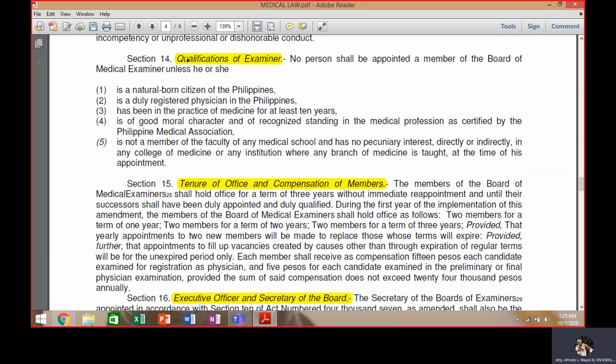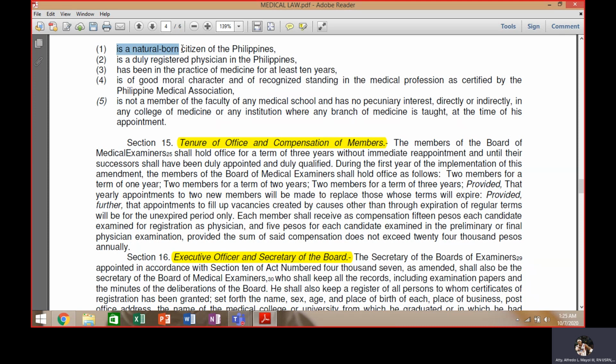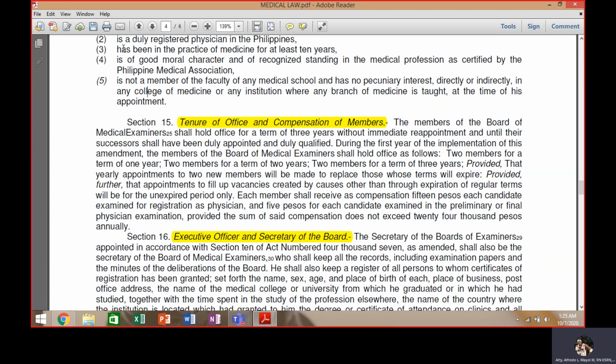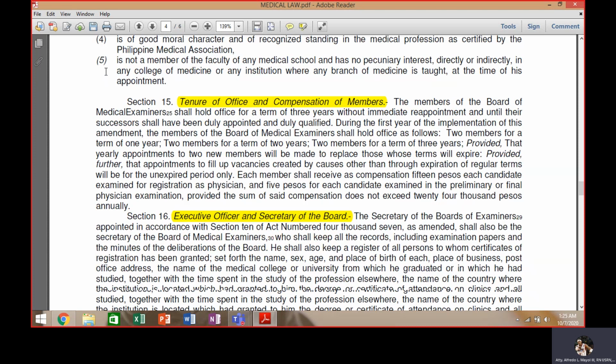Okay? Section 14, Qualification of Examiner. No person shall be appointed a member of the Board of Medical Examiners unless he or she first is a natural-born citizen of the Philippines. Next, he is a duly registered physician in the Philippines. Next, has been in the practice of medicine for at least 10 years. Next, is of good moral character, okay, a continuing requirement, and of recognized standing in the medical profession as certified by the Philippine Medical Association.